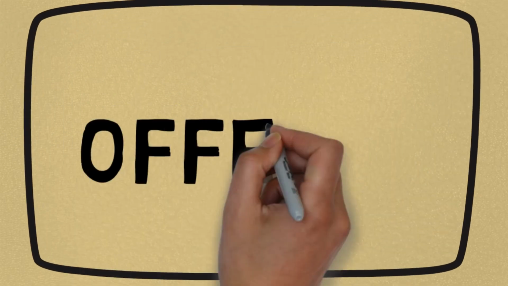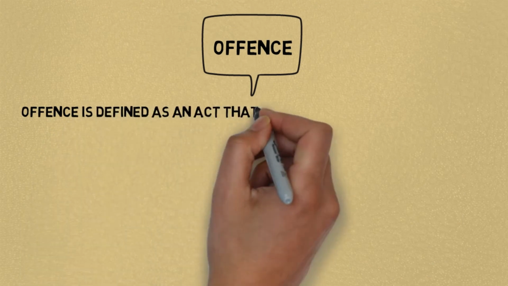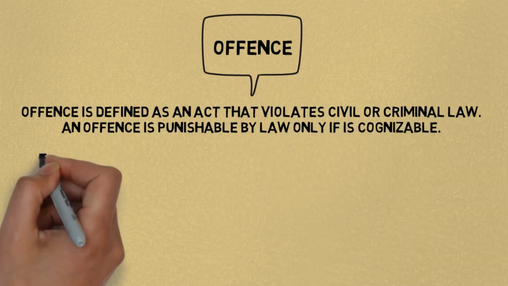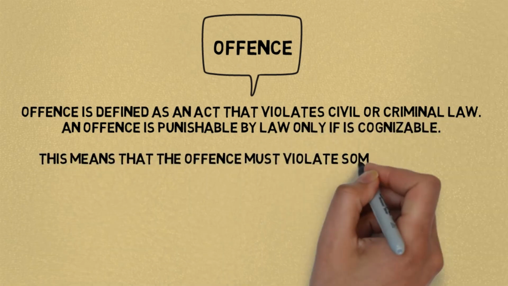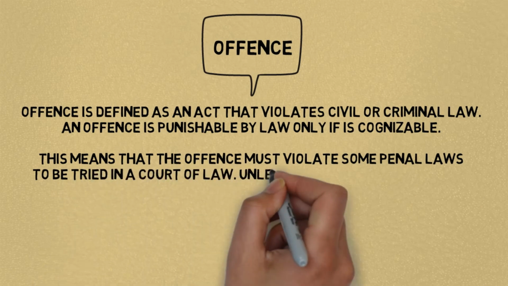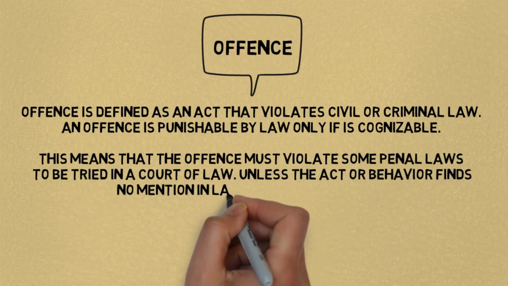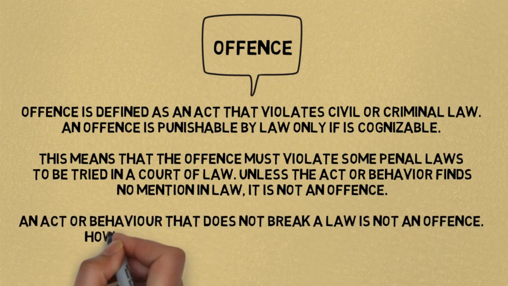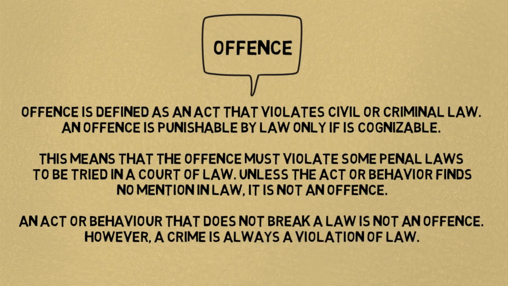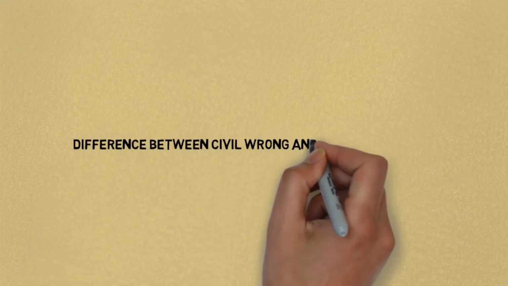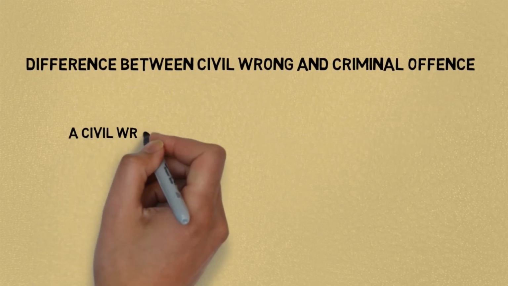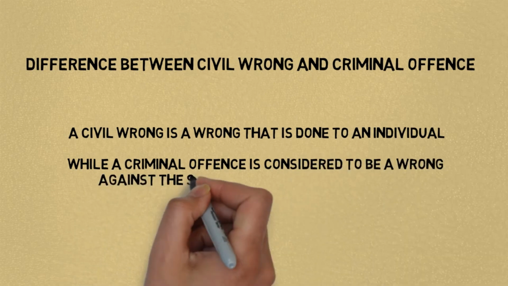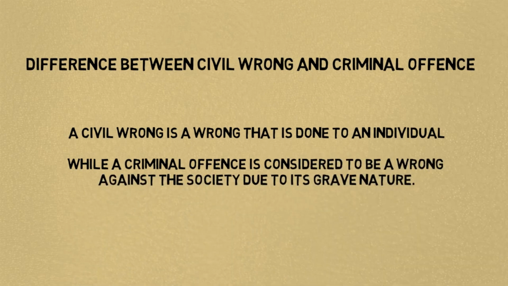Offence is defined as an act that violates civil or criminal law. An offence is punishable by law only if it is cognizable. This means that the offence must violate some penal laws to be tried in a court of law. Unless the act or behavior finds mention in law, it is not an offence. An act or behavior that does not break a law is not an offence. However, a crime is always a violation of law. Difference between civil wrong and criminal offence. A civil wrong is a wrong that is done to an individual, while a criminal offence is considered to be a wrong against the society due to its grave nature.